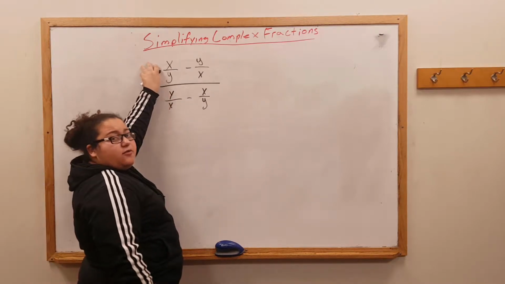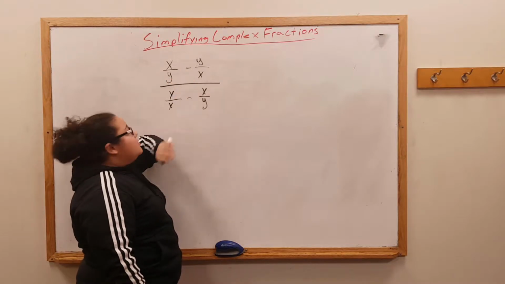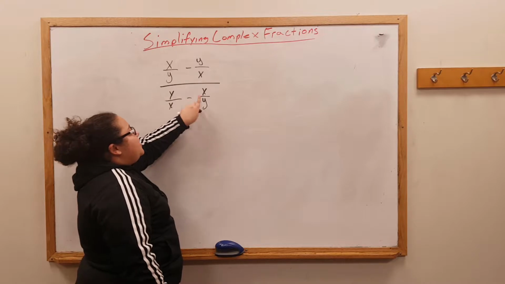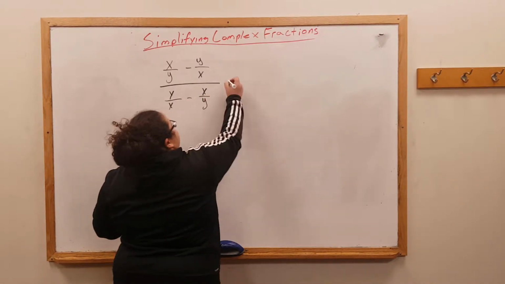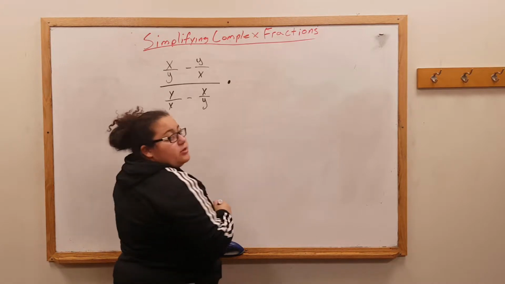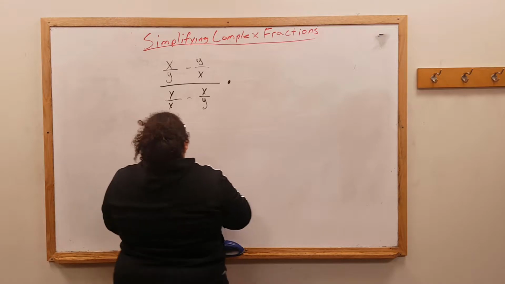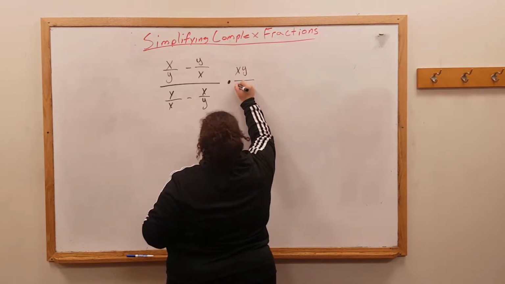And I have an example over here, which is x over y minus y over x, all over y minus x over y. The first thing, you're going to times it by the lowest common denominator of all four fractions, which is going to be xy over xy.